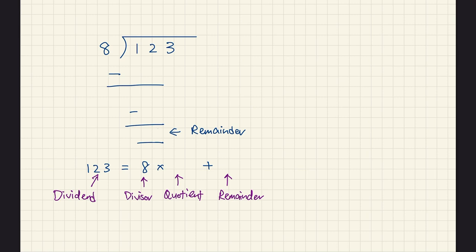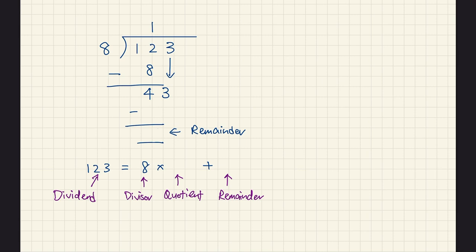Let's consider the divisor 8. 8 times 1 is 8 and 8 times 2 is 16, and focusing on the first two digits, we realize that it's just 8 times 1, which gives us 8. And 12 minus 8 equals 4. Next we bring down the 3 and we form 43 in the next step.